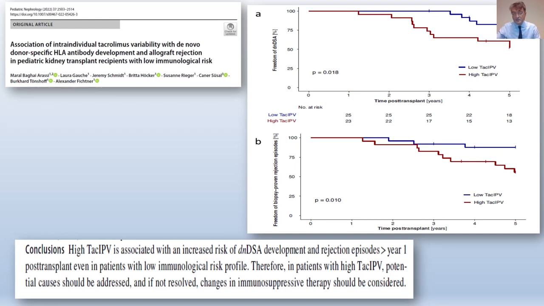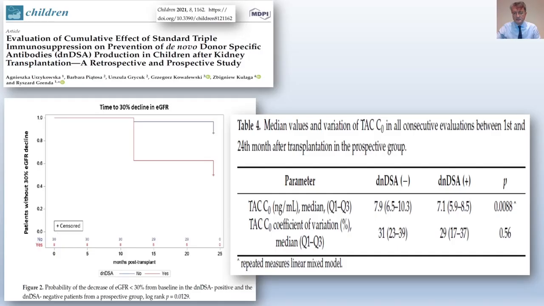donor-specific antibodies. One can say this variability may be associated with non-adherence, but there are also some other factors which induce this variability. There is some correlation with genetic profile and age. In younger children, it is more frequent. Anyway, if the variability is high, renal patients were shown to produce donor-specific antibodies more actively.